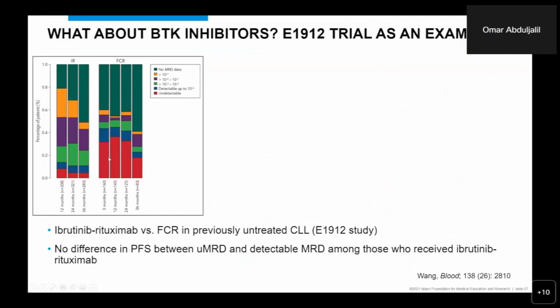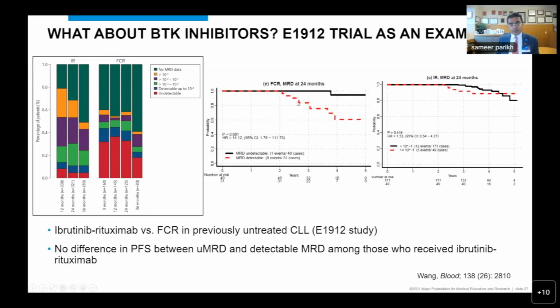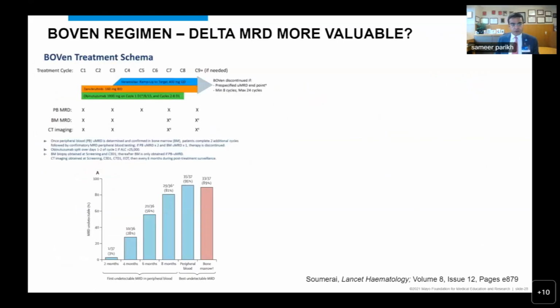For example, I think you will notice that although the percentage of patients who achieve MRD negativity is higher with FCR, patients actually do much better regardless of whether they achieve MRD negativity or not with ibrutinib and rituximab. And so I think this is a place where BTK inhibitors would work equally well regardless of whether a patient gets MRD negative or not.